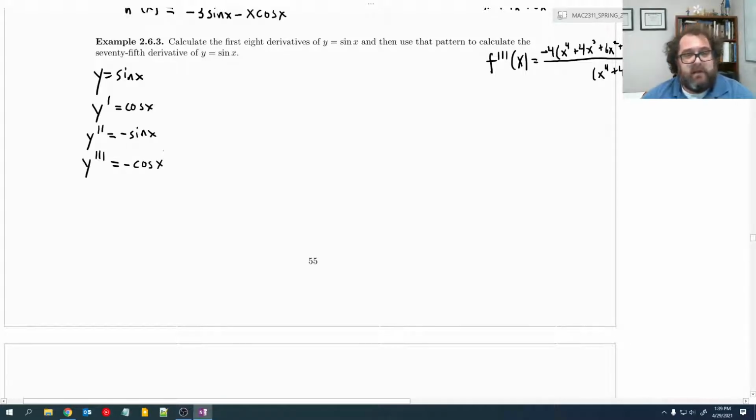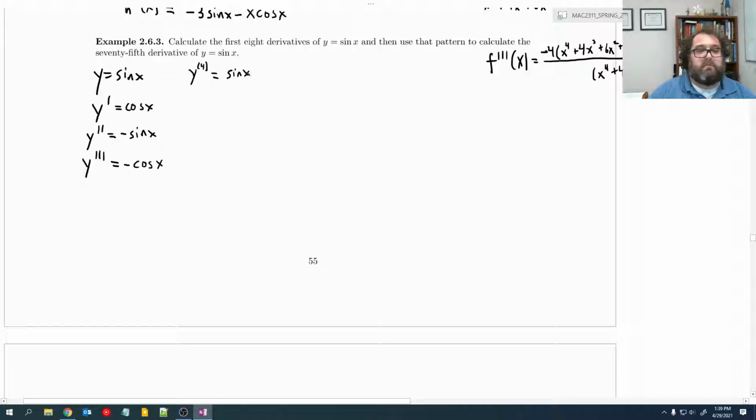And now the fourth derivative. In fact, I'm going to put the fourth derivative up here, you'll see why in just a sec. The fourth derivative, we notate like that. We drop the prime notation. We take the derivative of the third derivative. We have negative cosine, so we take the derivative of cosine and make it negative. But the derivative of cosine is negative sine. So we have negative negative sine, which is just sine x.